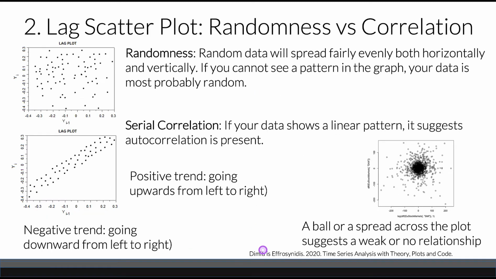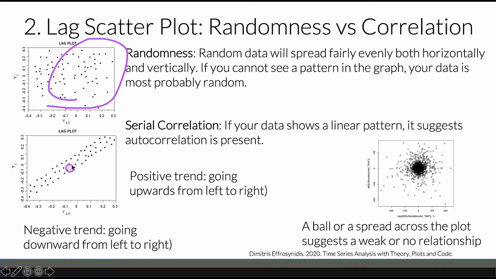Creating a lag scatter plot, as the lag plot is a type of scatter plot, allows you to check for randomness. And random data will spread evenly, both horizontally and vertically. And if you cannot see a pattern in the graph, then more likely your data is random.